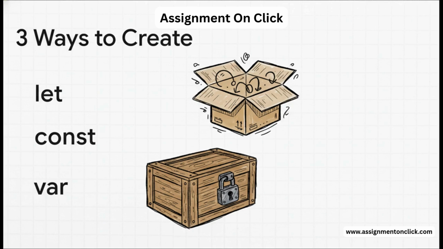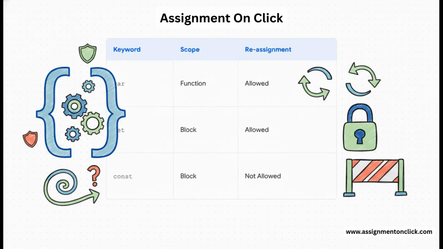This little chart here breaks down the big differences, and the most important one is this column called scope. Think of scope as the room where your box exists. With let and const, they have block scope, which means the box only exists inside the specific chunk of code, between those curly braces, where you made it. This is amazing for keeping your code clean and bug-free.